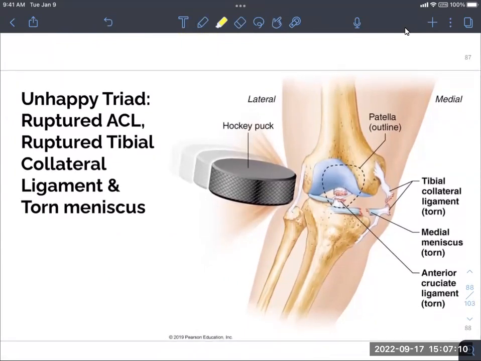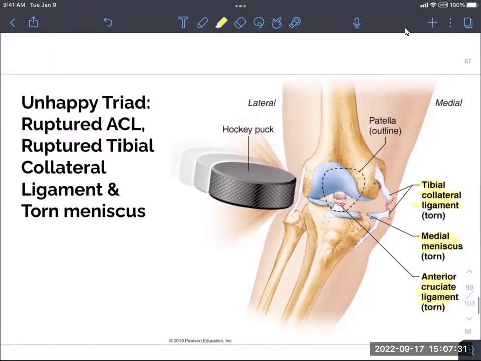There's something that's called the unhappy triad. So that is the tibial collateral ligament gets torn, that medial meniscus gets torn, and the anterior cruciate ligament gets torn. All 3 of those get torn by a lateral blow. That is known as the unhappy triad. Looks painful.